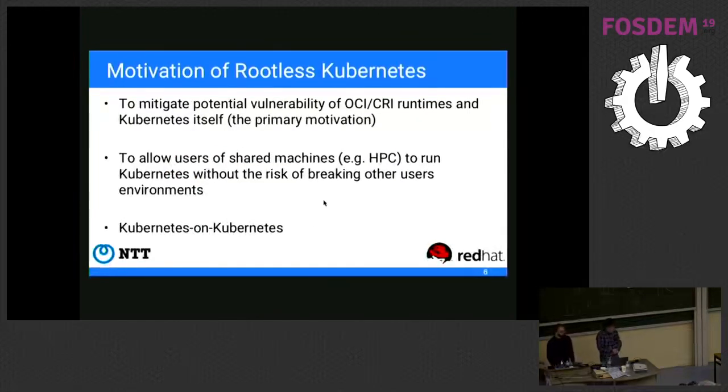So the motivation of rootless Kubernetes is to mitigate potential vulnerabilities of OCI runtimes, CRI runtimes and Kubernetes itself. Actually, we had a whole bunch of vulnerabilities in Kubernetes. Also, rootless Kubernetes is useful for users of shared machines such as HPC to run Kubernetes without risk of breaking other users' environments. It is also useful for running Kubernetes on top of existing Kubernetes clusters.